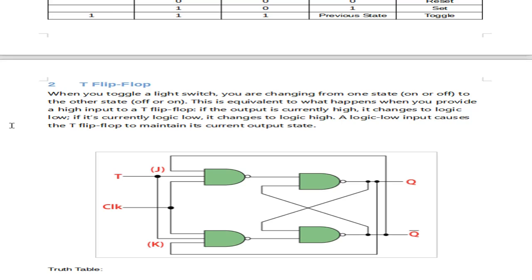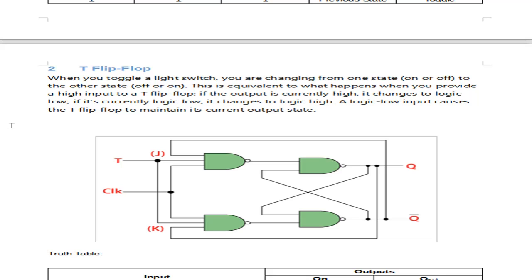And the T flip-flop. I'm just giving an example here. When you toggle the light switch, you are changing from one state to another, which is on or off, and the other state, which is off or on. This is equivalent to what happens when you provide a high input to a T flip-flop. If the output is currently high, it changes to low logic. If it's currently logic low, it changes to logic high. A logic low input causes the T flip-flop to maintain its current state.